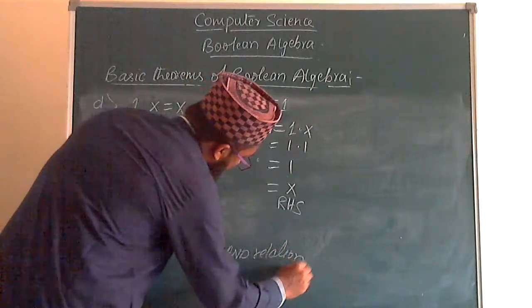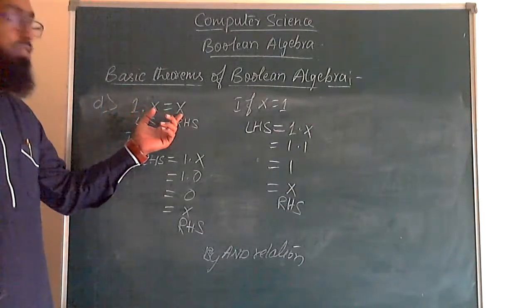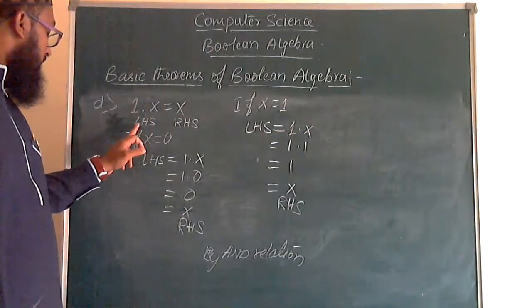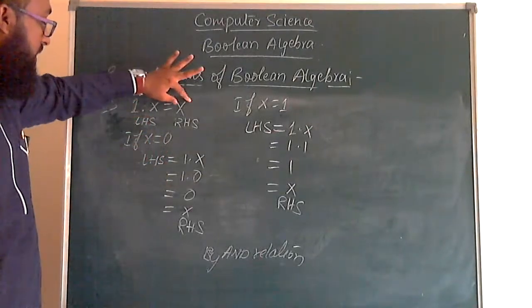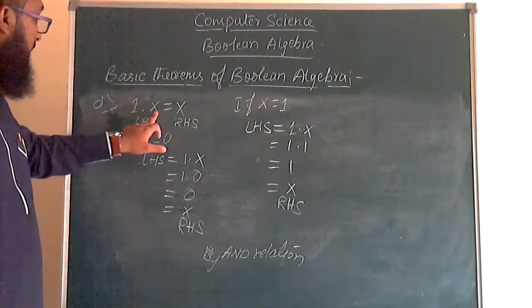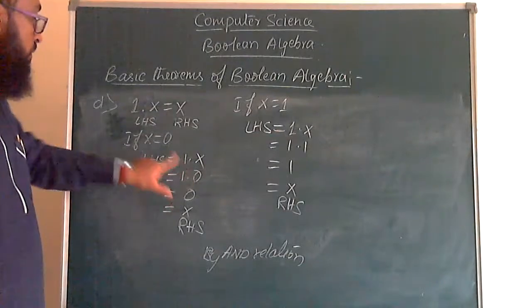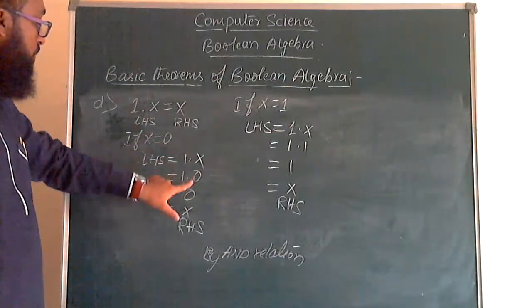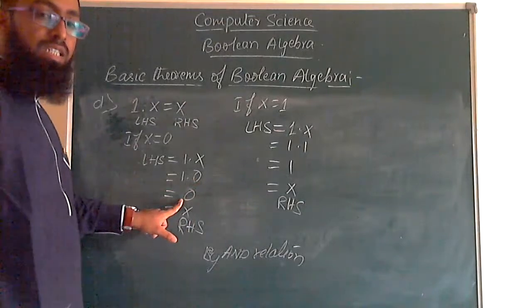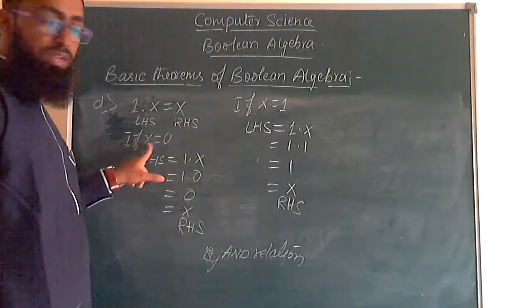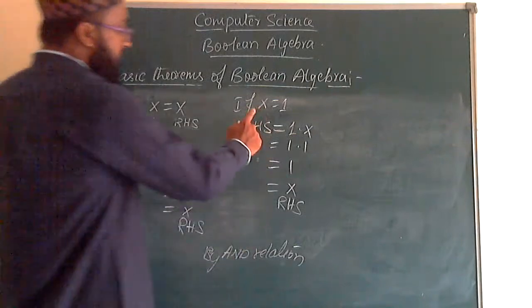For your understanding, I will explain one more time. 1 into x is equal to x. Initially take x equal to 0. Two parts are there, LHS and RHS. LHS is 1 into x, the left hand side of the expression. Take 1 as it is, and put 0 for x. Then 1 into 0 is 0, and 0 is equal to x. Then the answer is x. This is the right hand side.